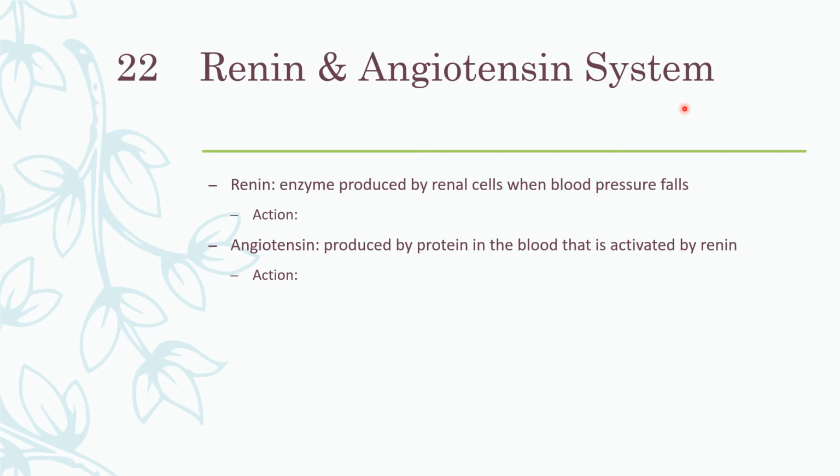So angiotensin is produced by a protein in the blood that's activated by renin. Okay, so again, when we think about action, the action of renin is to activate angiotensin. Angiotensin's action is to constrict blood vessels, to raise blood pressure, increase fluid volume by stimulating thirst, and promote the release of aldosterone and ADH.